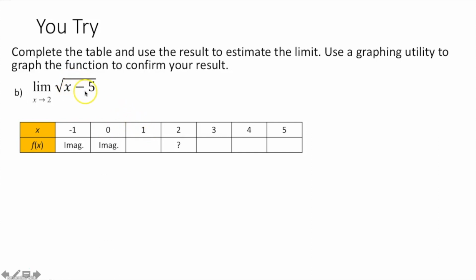Plug in 1. 1 minus 5 is negative 4. Square root of negative 4 is an imaginary number. If I were to plug in 5, 5 minus 5 gives me 0. Square root of 0 is 0. If I were to plug in 4, 4 minus 5 is negative 1. Square root of negative 1 is imaginary. Same thing with 3. Square root of negative 2 is imaginary.